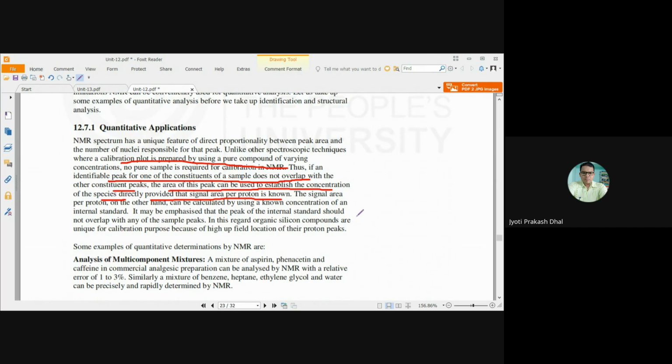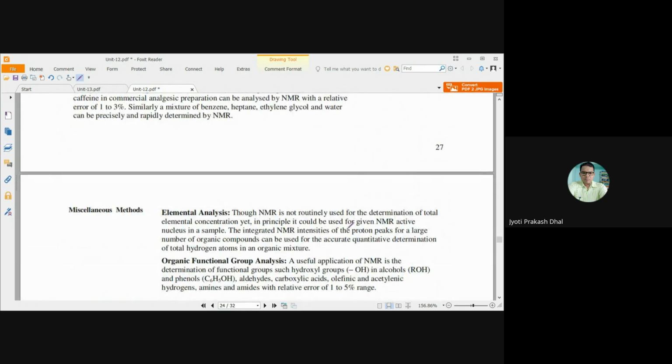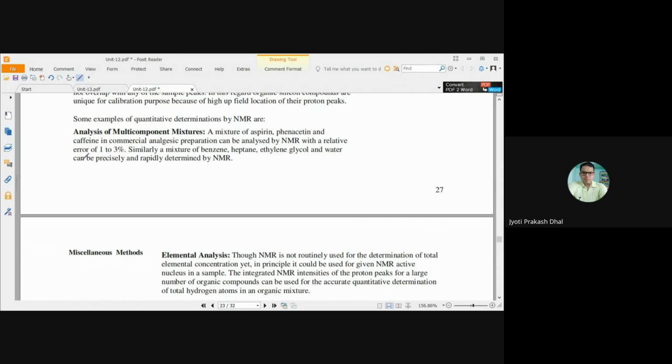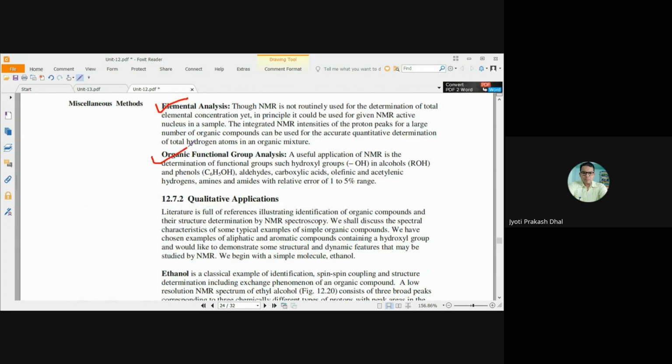So here a calibration curve is not required. From the area of the peak, we can measure the concentration. Some examples of quantitative determination by NMR are analysis of multi-component mixtures, elemental analysis, and organic functional group analysis.